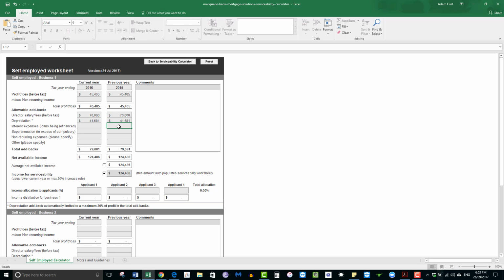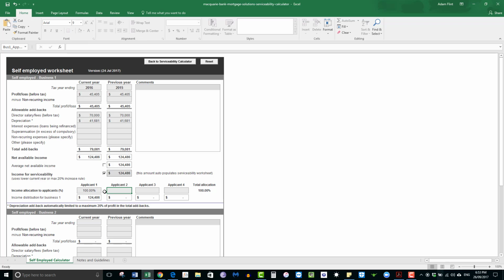As you can see, the income for serviceability is $124,485. It's important you also fill out the income allocation to applicants. In this example, it's 100% for one applicant. If it was more, like a husband and wife, you'd do 50-50, or if it was partners.